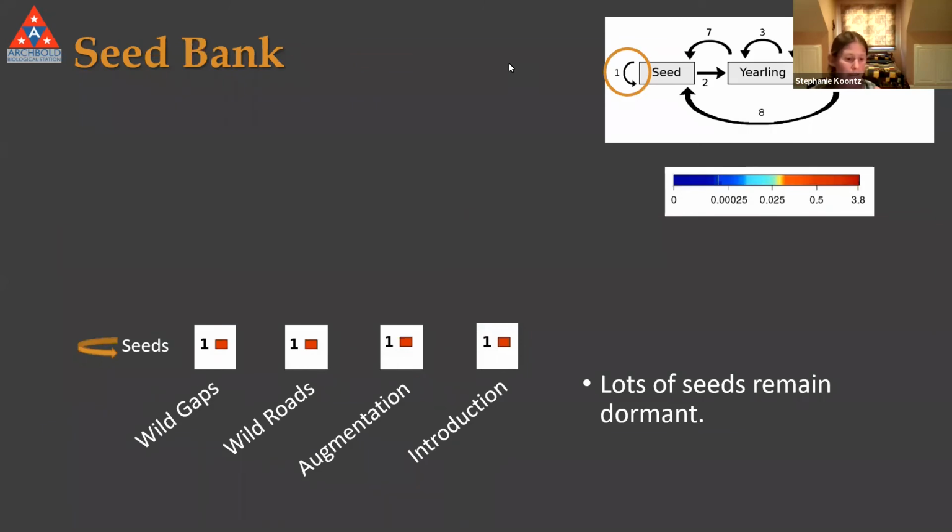So next we have seed bank contributions. And these are seeds that are in the seed bank and remaining viable, ready to germinate at whatever cues them. And those are red squares. There are a lot of seeds in the seed bank sitting there waiting to become first-year yearlings. So we have a really healthy seed bank based on our models.